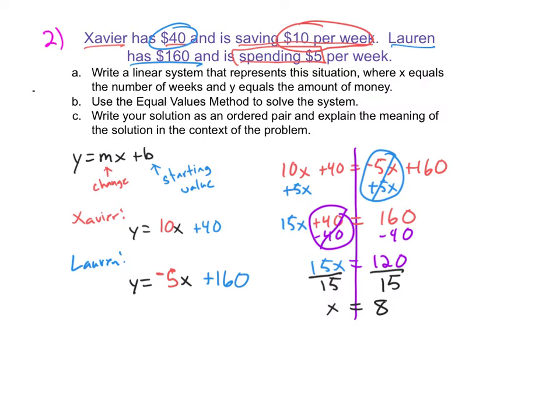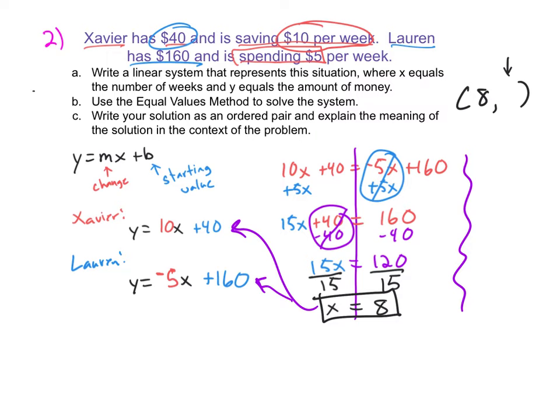Now remember, this is just my x, so I'm not quite done yet because it says that I need to write my solution as an ordered pair. Well, an ordered pair is x, y. Well, I've only got the x. I don't know what this y is equal to yet. So I'm going to plug the x back into one of the original equations, either into Xavier's or into Lauren's, and solve it for y.